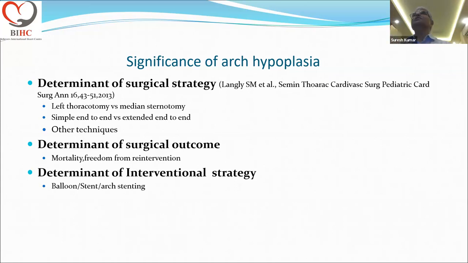The first image that I showed, the very neat, discrete coarctation, would have excellent outcome, whatever you do. But if you have the type of arch that I showed in the CT angiograms, mortality would be higher and freedom from re-intervention would be low. When we are planning interventional strategy, as to whether it could be balloon, stent, or an arch stenting, and how to do it, again, the presence or absence of arch hypoplasia is important.